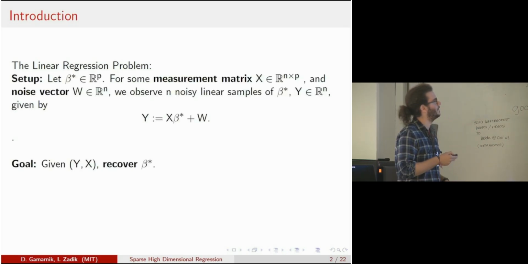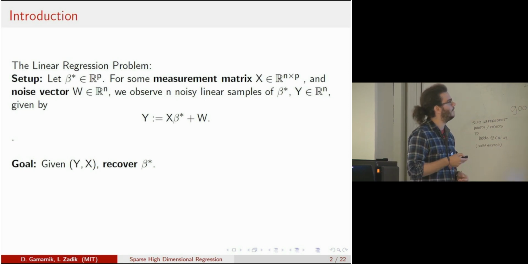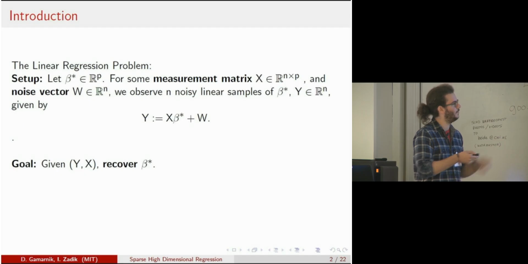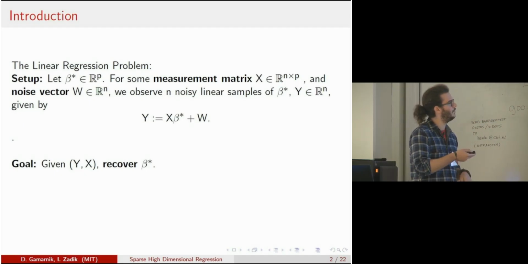There exists some vector beta star, which is the vector of coefficients, or the unknown vector. And for some measurement matrix X of dimension n by p, and some noise vector W of dimension n, we observe n noisy linear observations of this vector beta star. In vector form, Y belongs to R^n and is given by the simple formula Y equals X beta star plus W.